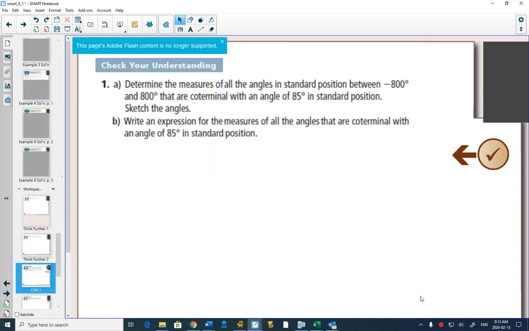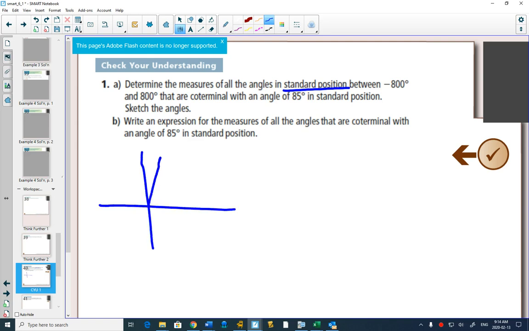It says determine all the measures of all the angles in standard position, so good thing we know that definition already, between -800 and 800 that are coterminal with 85 degrees. So we're going to draw a picture of this. 85 degrees would be right here. We can label it 85 degrees.